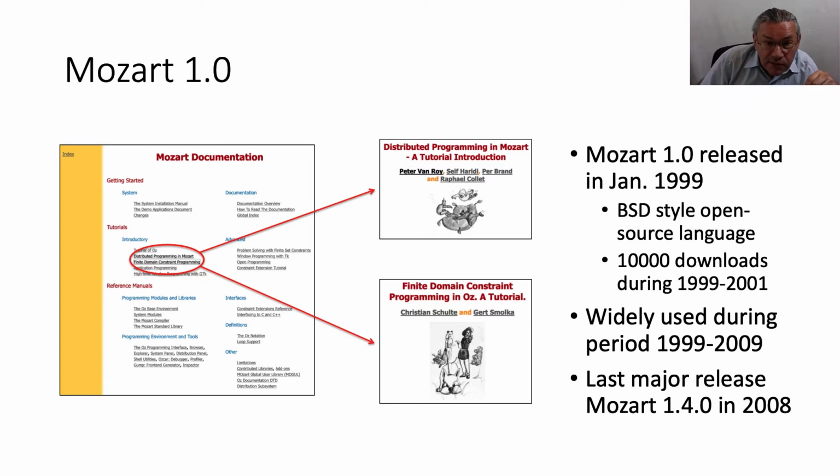And in the 2 years 1999, 2000, and 2001 since its release, we had more than 10,000 downloads of this system, and during the decade up to 2009, it was a widely used system. And the last major release of Mozart was Mozart 1.4.0 in 2008, and this is the release that had the most functionality, constraints, distribution, and all the multi-paradigm support.